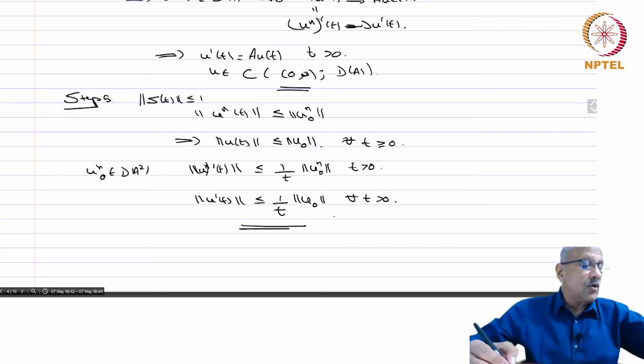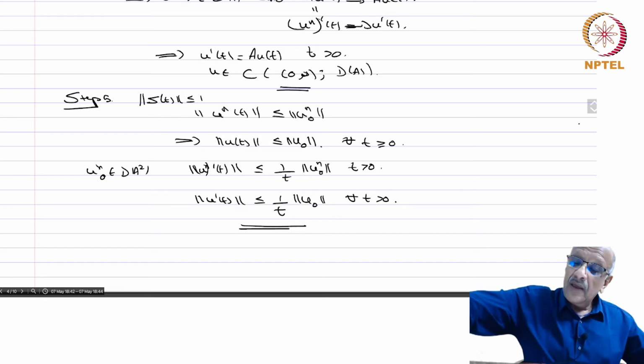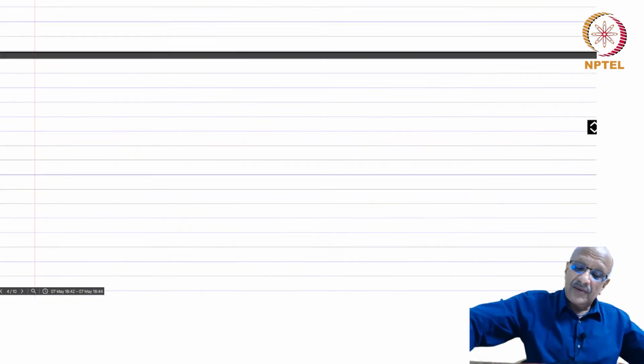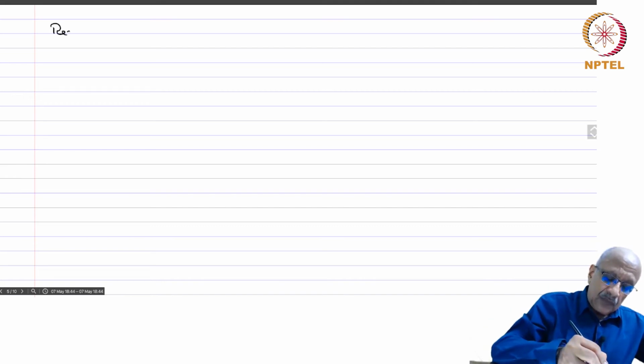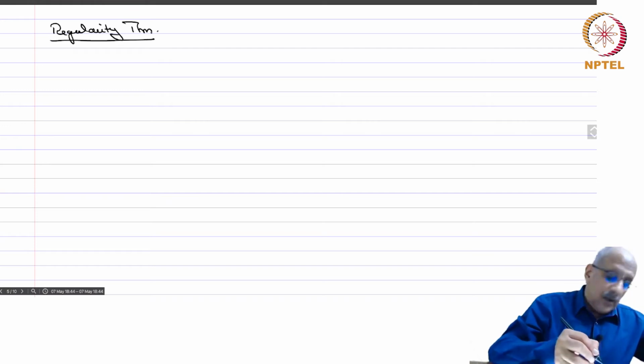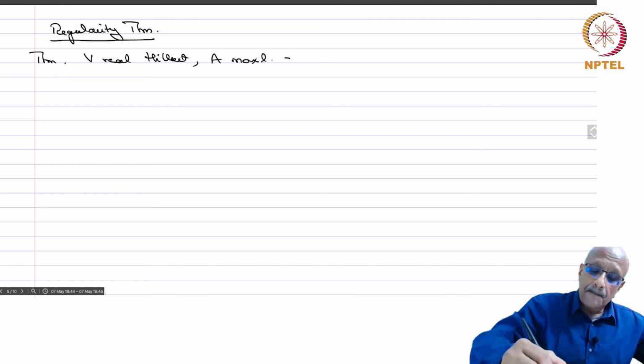Okay, so we will conclude the self-adjoint case, that actually we have much more to say in this. So, the self-adjoint case is very smooth, it has a regularizing effect. So, a regularity result. Theorem: V real Hilbert, A maximal dissipative, self-adjoint.